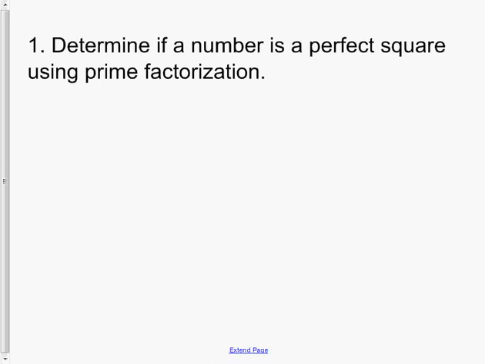So the first one we're going to look at is determining if a number is a perfect square using prime factorization. I think most people know that 100 is a perfect square. But if I was to give the number 200 and ask, is it a perfect square, it might be a little harder to determine if you don't know all of your perfect squares.